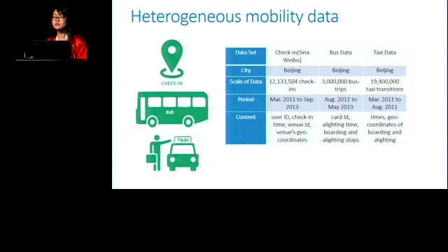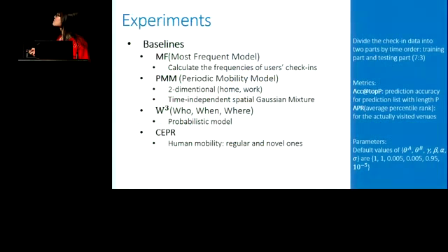Here we use heterogeneous mobility data in our model. The first one is the tracking data of Sina Weibo, which is the Chinese Twitter, and the trajectories of buses and taxis. We only focus on the data in Beijing, China. And here are the details of our datasets. Here we compare our model with 4 baselines: MF, PMM, W cubed, and CEPR. There are 2 metrics in the measurement. The first one is the prediction accuracy of top-P, and the second one is the average percentile rank.